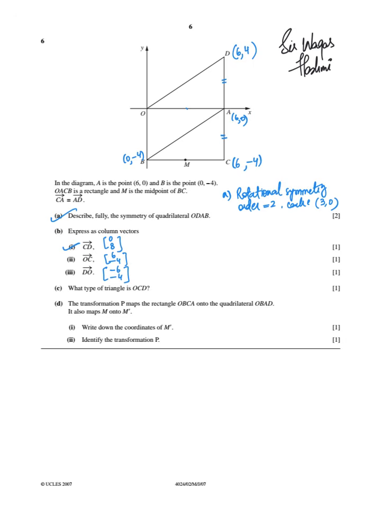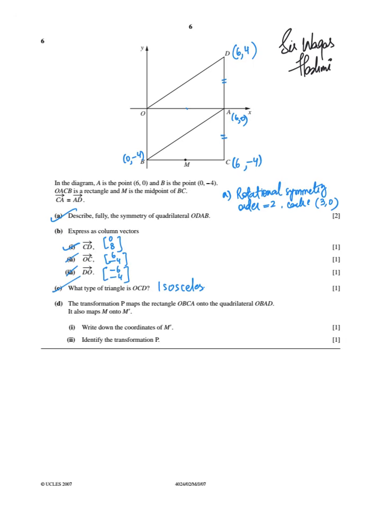Alright, so now it says what type of triangle is OCD? O, C and D. So OCD is an isosceles triangle because OD and OC are both the same length. So I'm going to write that the triangle is isosceles.